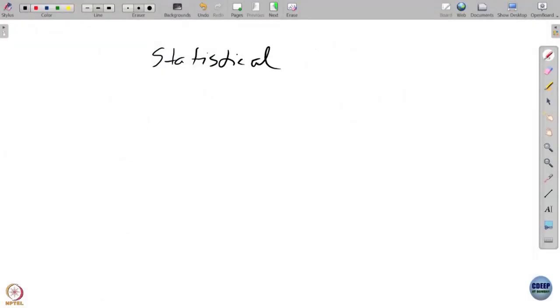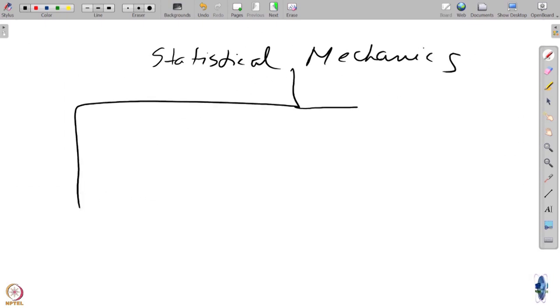Welcome back. Good morning. In this course of statistical mechanics, we are dealing with equilibrium phenomena. So, just a brief reminder that statistical mechanics is broadly divided into two. One is equilibrium statistical mechanics.